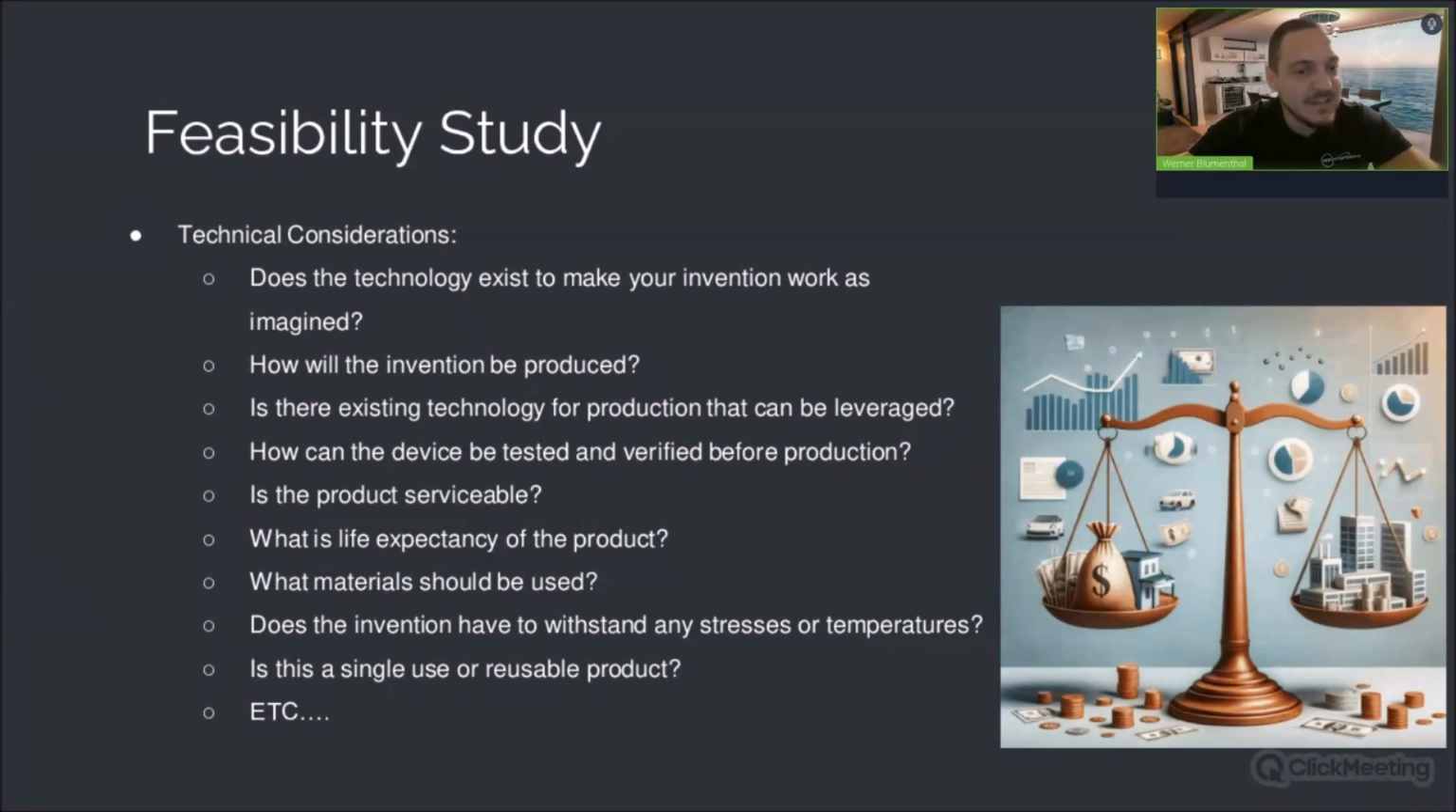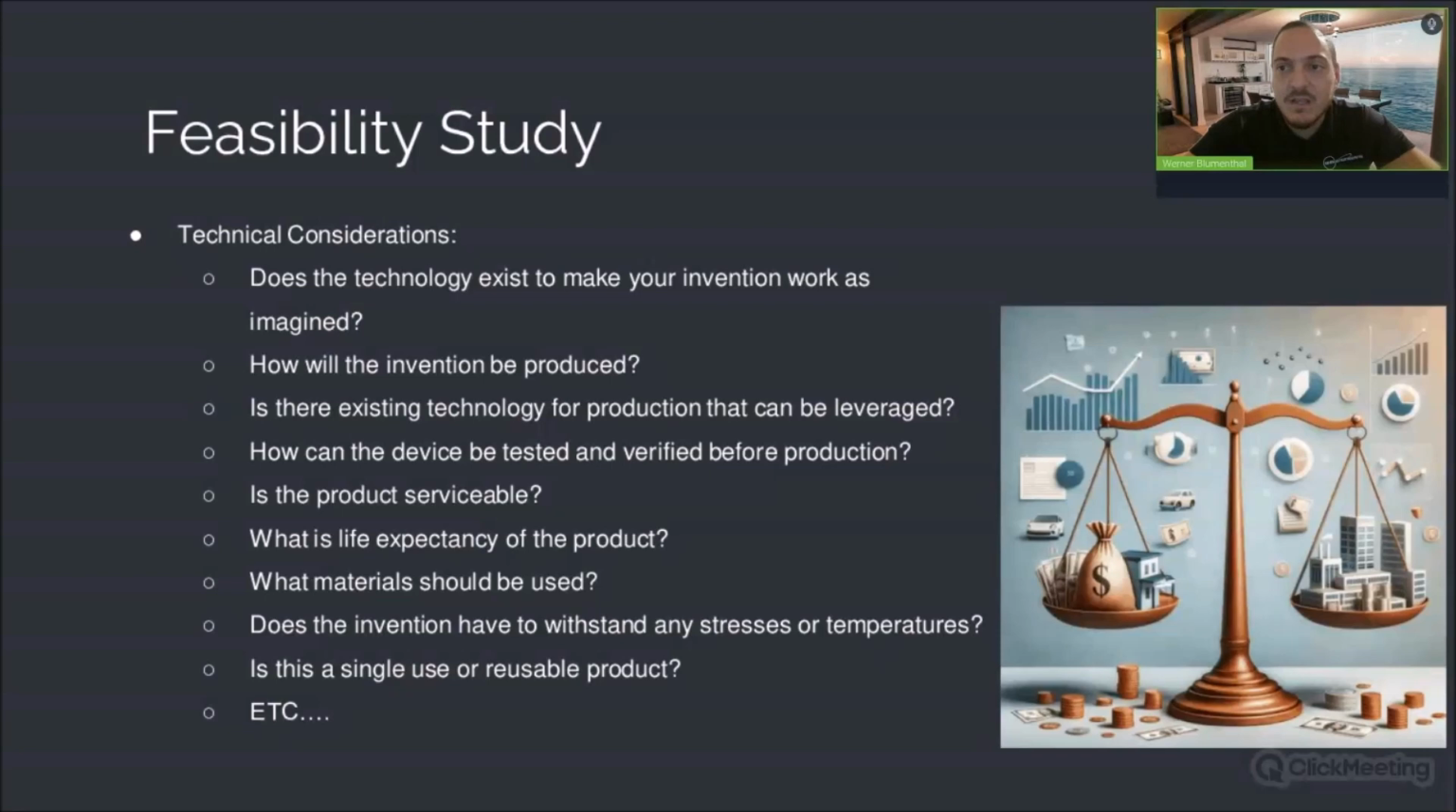How will the invention be produced? Again, just kind of get familiar with fabrication processes or coding or whatever it might be that you're trying to develop your product under, chemicals, et cetera. Is there existing technology for the production that can be leveraged? Meaning, if this is a plastic part, what plastic parts look like my plastic part? What methodology are they using? Can my plastic part be made using the same methodology? Yes or no, right?